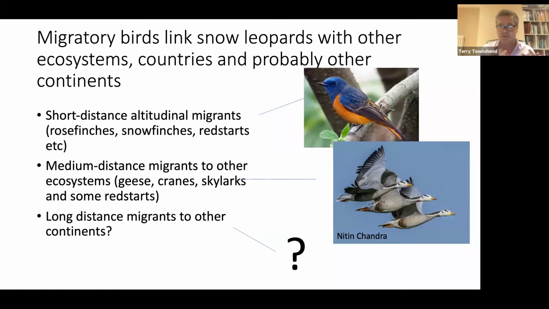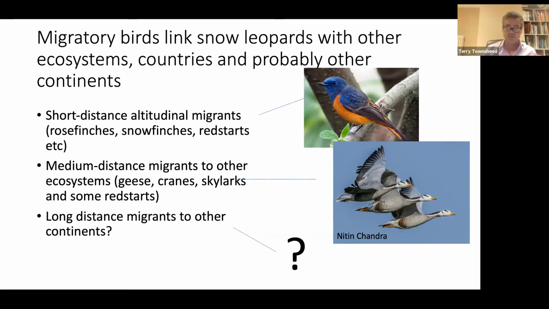So we've talked about the short distance altitudinal migrants. Many of those, things like rosefinches and snowfinches and some of the redstarts, will really not go very far in winter. Some of them will remain at high elevations. Others will just go down maybe 1,000 to 2,000 meters or some more. But very much altitudinal migrants. There are some medium distance migrants. So things like geese and cranes, skylarks, and some of the other redstarts will leave the plateau completely.